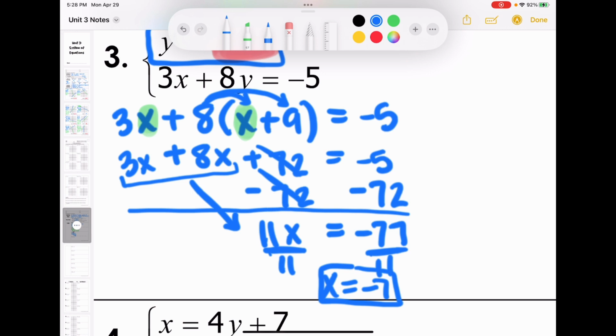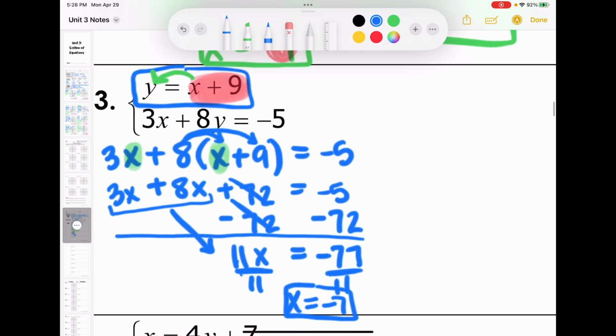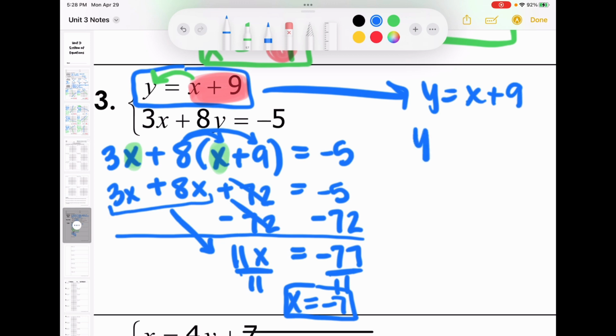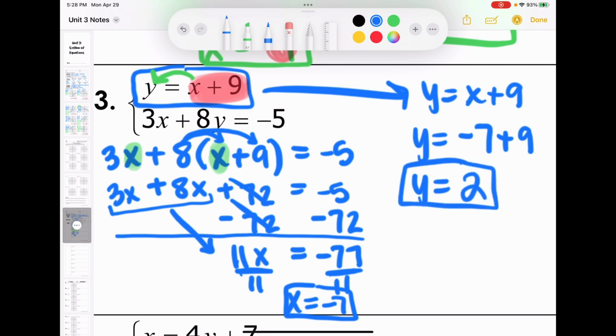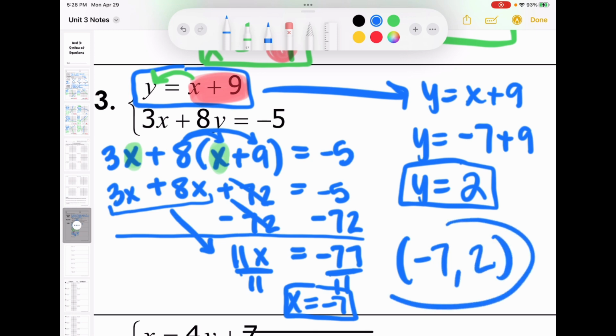All right, so step 3, we're going to substitute our answer into the revised equation from step 1 and solve for the other variable. So I'm going to take my y equals x plus 9, and I'm going to change x to negative 7. So now I have y equals negative 7 plus 9, which is going to give me 2. So my solution is negative 7, comma 2.